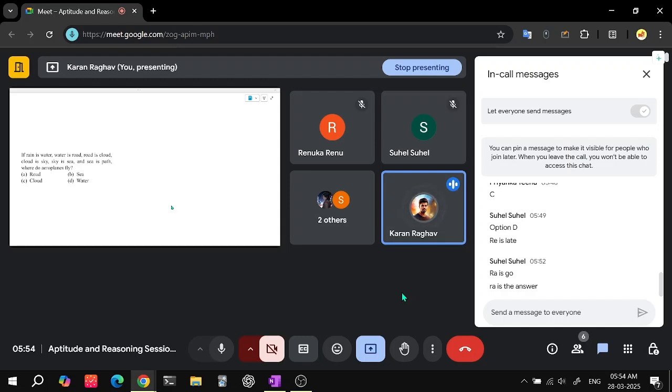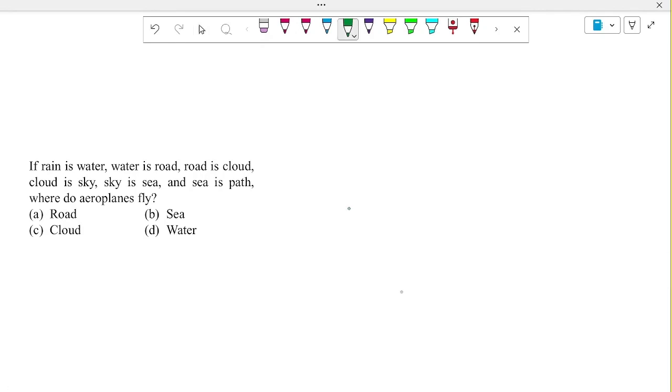Simple question, but can be a bit tricky to be solved. Where do aeroplanes fly? Aeroplanes fly in the sea. Okay, we'll see.